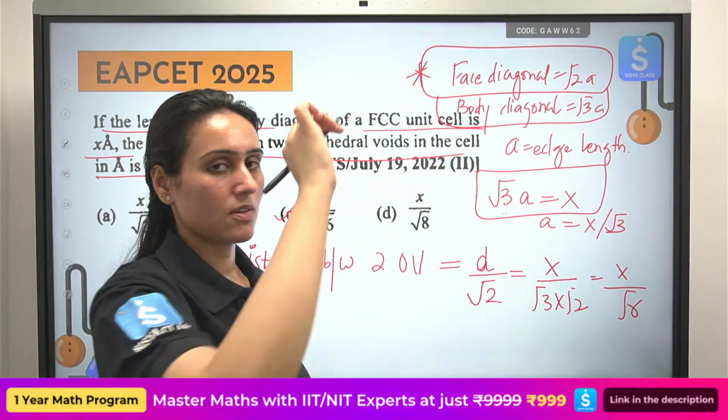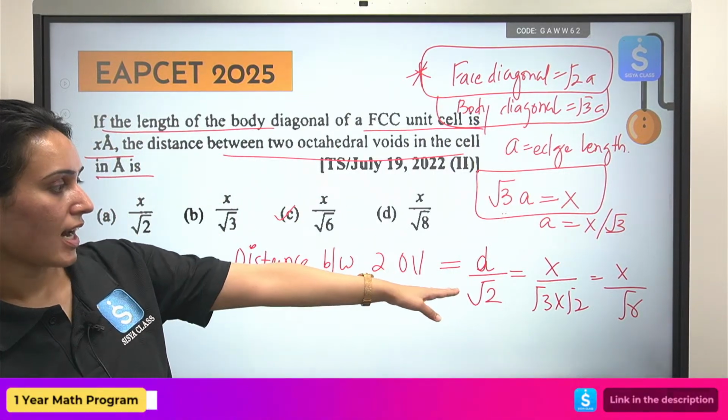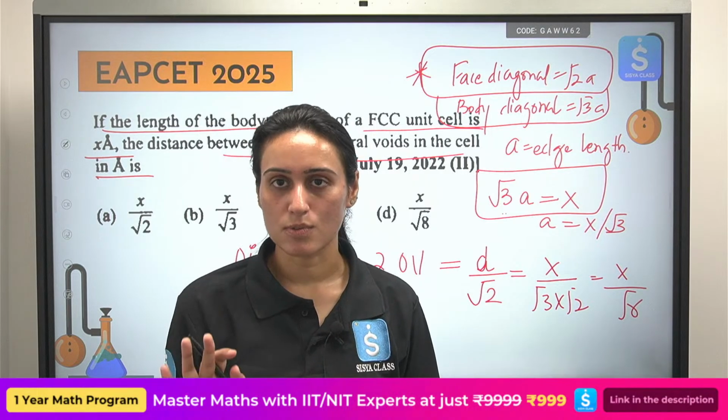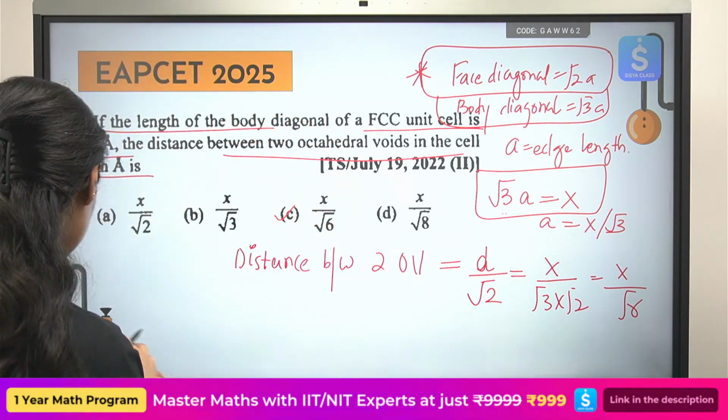You should know this. Based on that you have calculated the distance between two octahedral voids, which comes out to be x over √6. Okay, see the next question.